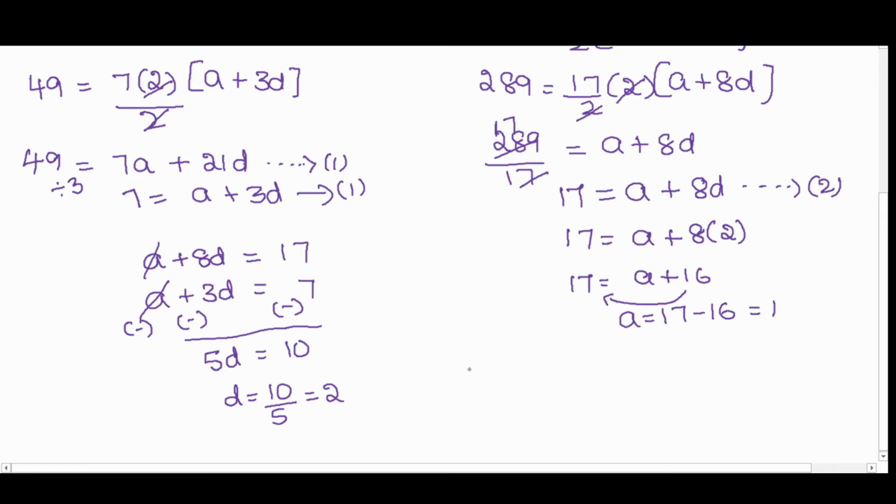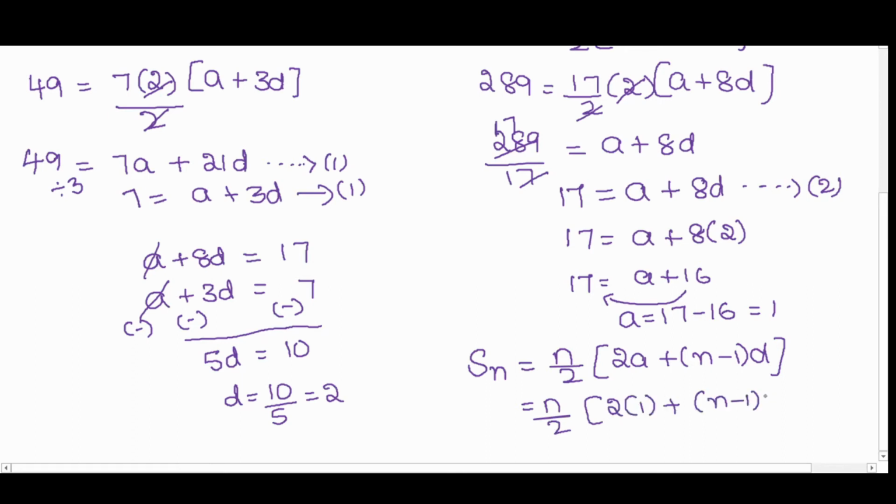So what we need to find? The sum of n terms I need to find. Let me write the formula. Sn is equal to n by 2 into 2A plus n minus 1 into D. So n remains the same. So n by 2 into 2, A value is 1, plus n minus 1 into 2. So you get the equation as n by 2 into 2 plus 2 into n is 2n minus 2, you get plus 2 and minus 2 get cancelled. 2 and 2 get cancelled. So we result with n into n, that is nothing but n square. Therefore, the sum of n terms in this formula is n square.